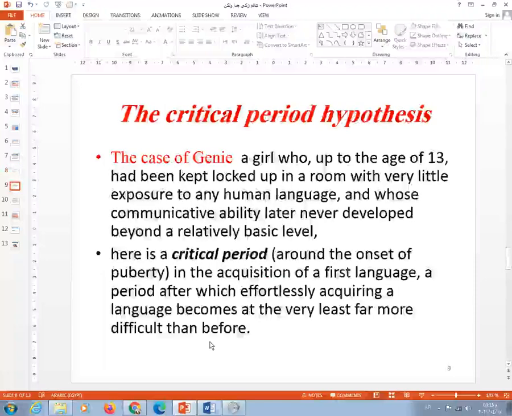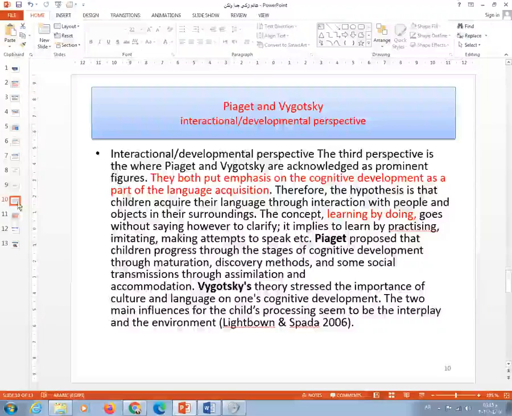Let me first say this. We have a number of paradigms. For example, we have Piaget and Vygotsky as cognitive and functional theories, which say that the pragmatics and the culture and all these things are very instrumental in the process of language acquisition.